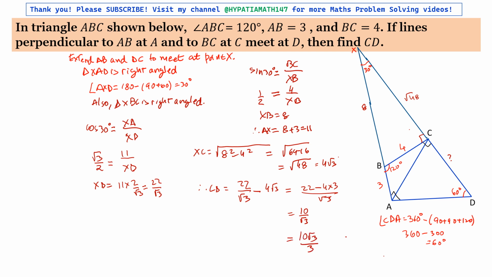We can just say units because we've not been provided with any unit. So we get CD equals 10 root 3 out of 3. And that's the answer, really.